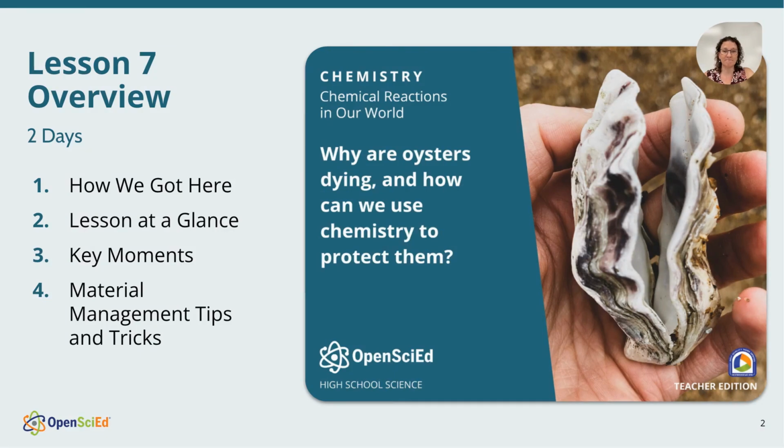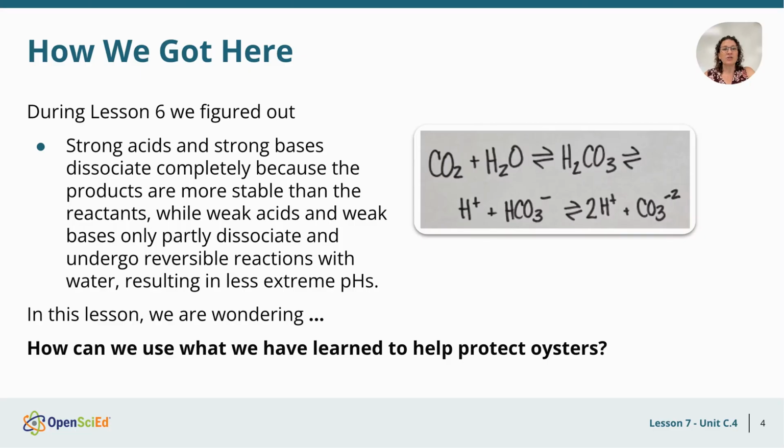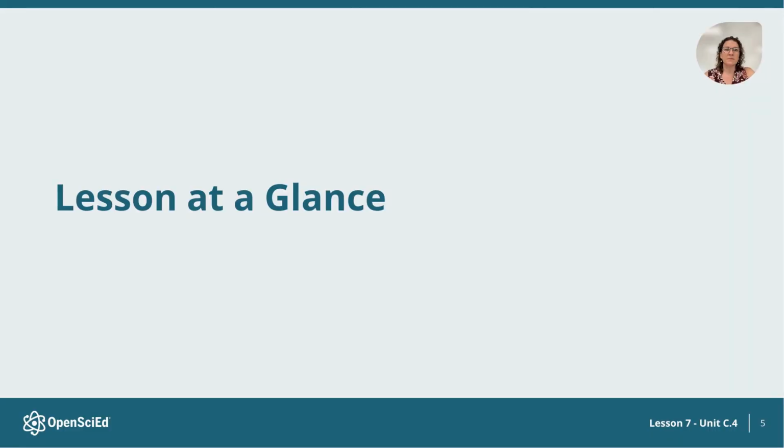Let's get started. Let's take a look at how we got here. During Lesson 6, we figured out strong acids and strong bases dissociate completely because the products are more stable than the reactants, while weak acids and weak bases only partially dissociate and undergo reversible reactions with water, resulting in less extreme pHs. In this lesson, we're wondering, how can we use what we've learned to help protect oysters?